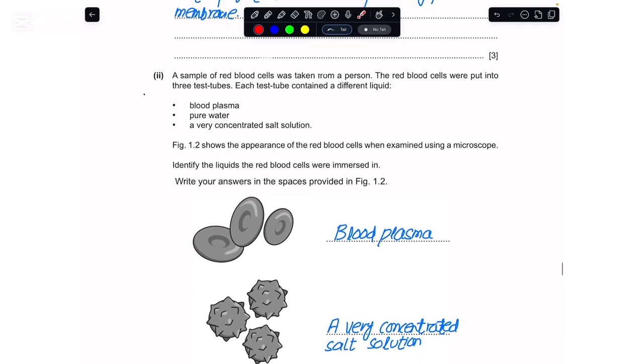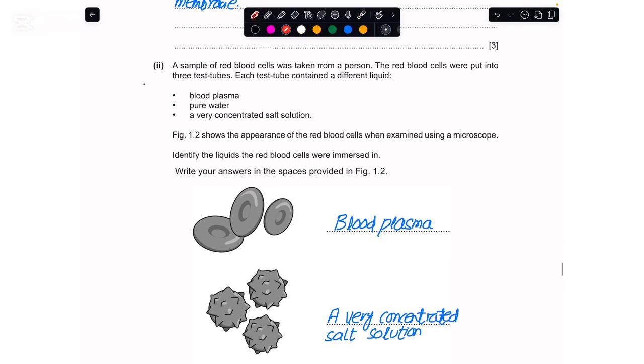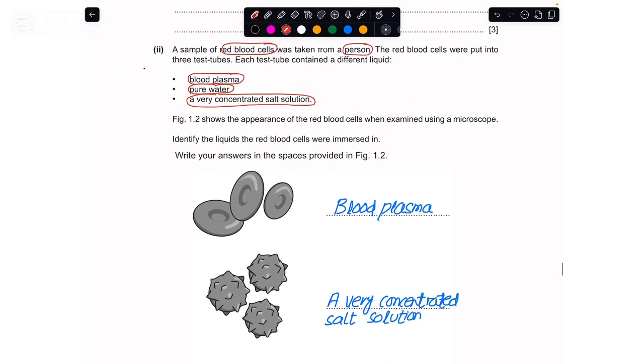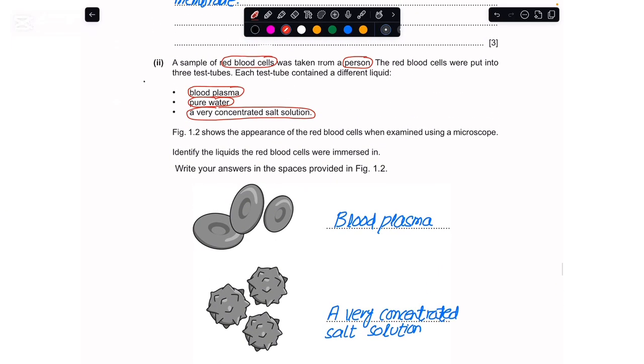If we move on toward the second part, the investigators have taken a sample of red blood cells from a person, and these red blood cells were immersed in test tubes that contained blood plasma, pure water, and a very concentrated salt solution. Below, they have given you the appearance of the red blood cells, and the examiner would like you to highlight what the appearance of the red blood cells would be in each of these three solutions.